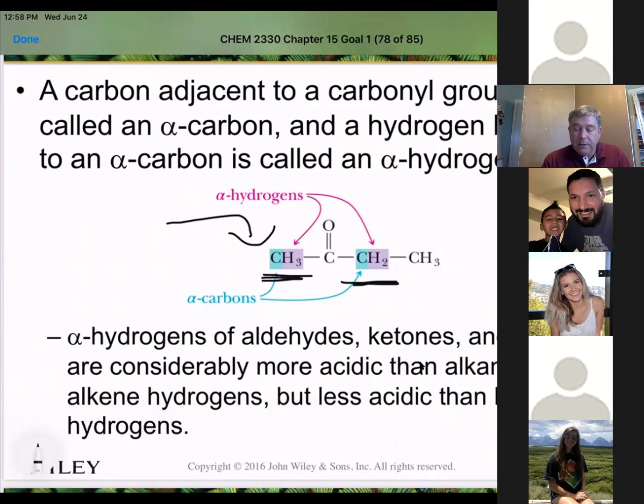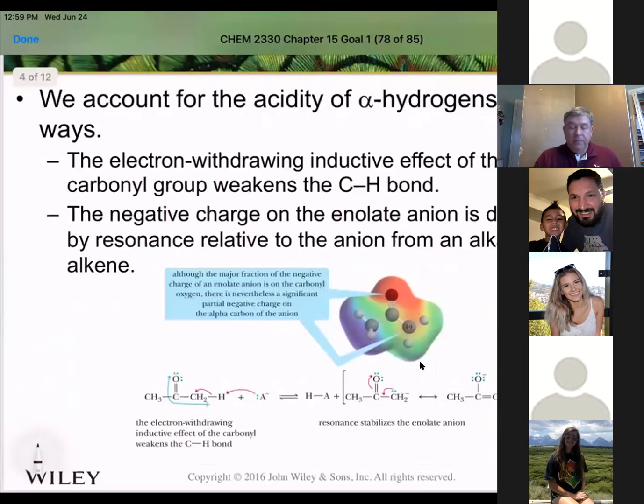So the key here is to look for hydrogens that are on the carbon next to a carbonyl. So in this case, aldehydes should only have one carbon with hydrogens on it. Ketones will have two carbons with hydrogens on them, like the species here. Esters and other things should only have one carbon that has alpha hydrogens on it because of the other bonding on it. And I'll show you a couple of those in a minute, so keep with me.